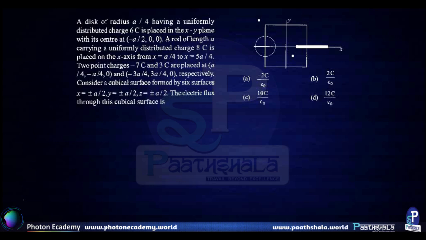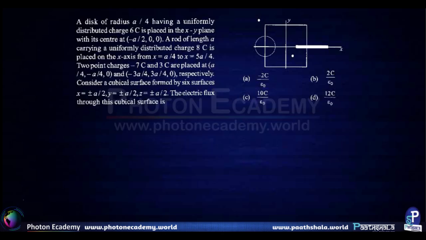A disk of radius a by 4 having a uniformly distributed charge 6c is placed in the xy plane with its center at (-a/2, 0, 0). A rod of length a carrying a uniformly distributed charge 8c is placed on the x-axis from x equal to a by 4 to x equal to 5a by 4.